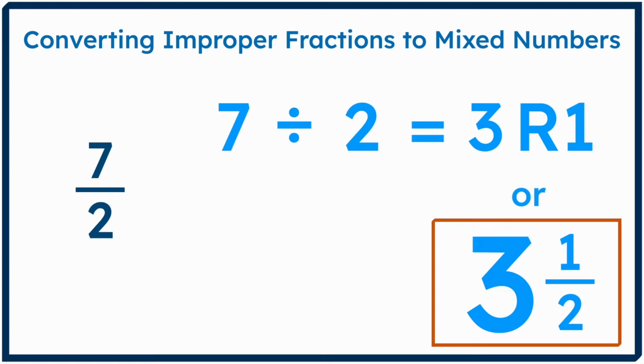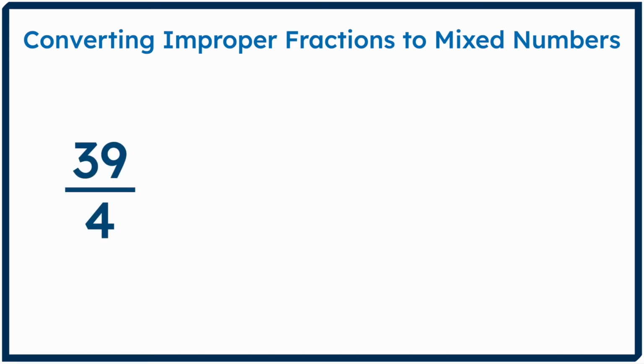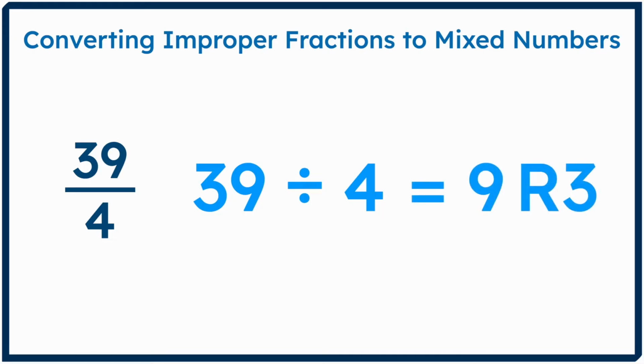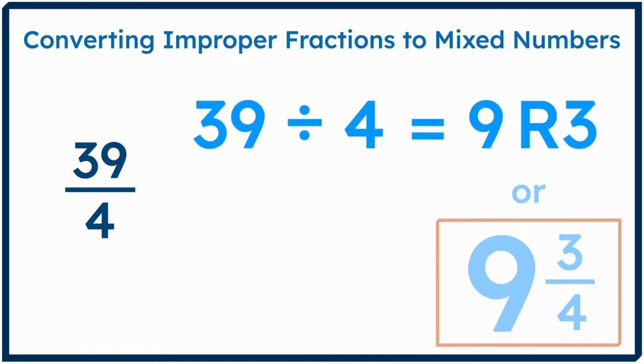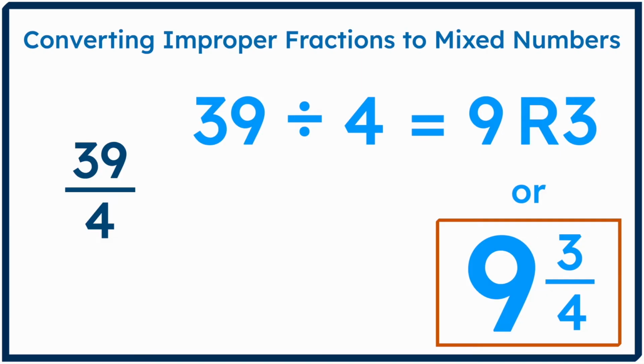Nice. But what if our fraction is a little more complicated than 7/2? Don't worry, we can still use the same process to solve. Take a look at the fraction 39/4. It would take quite a while to make a model for this fraction, so let's use division to solve. We'll just divide our numerator, 39, by our denominator, 4, and we'll end up with 9 remainder 3. Rewriting our remainder as a fraction, we can see that 39/4 is the same as 9 3/4.